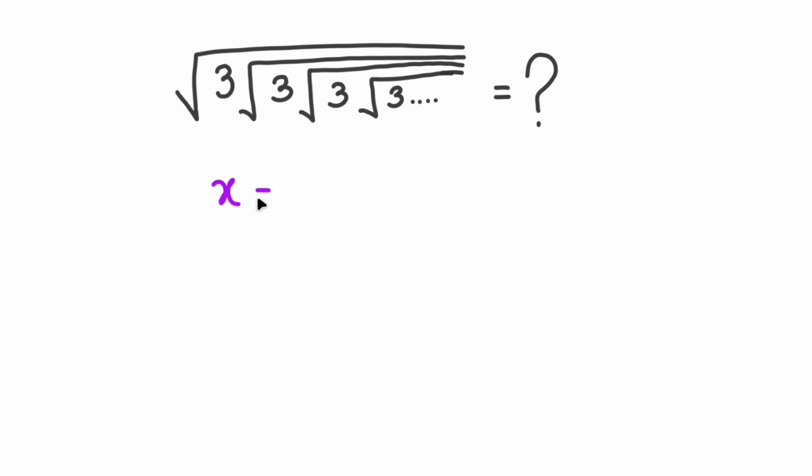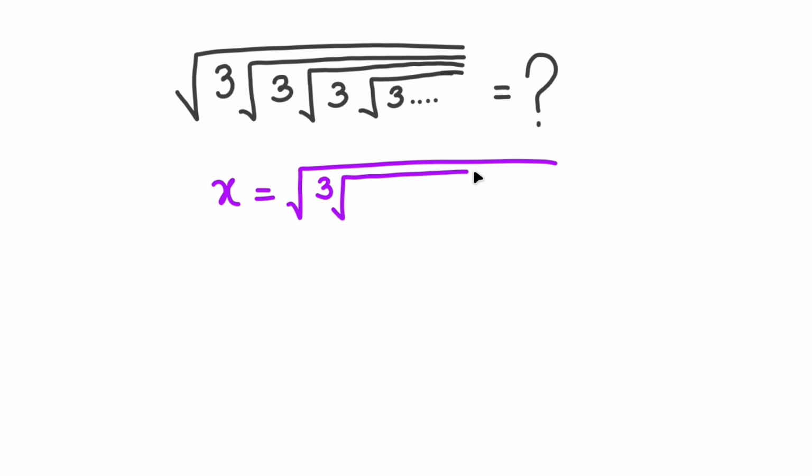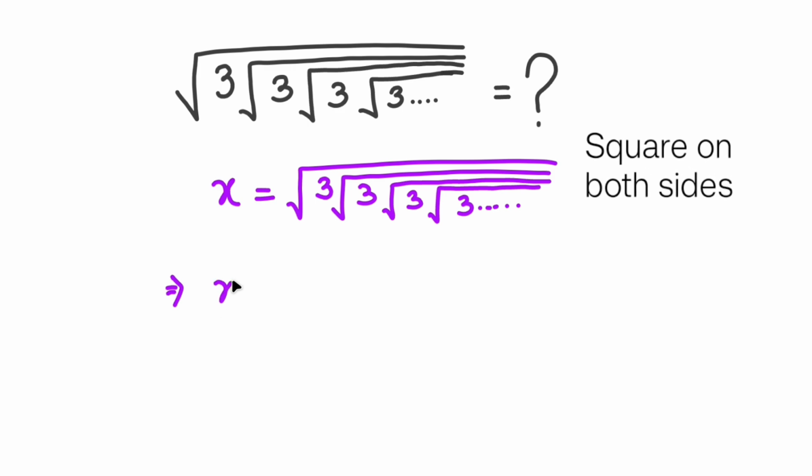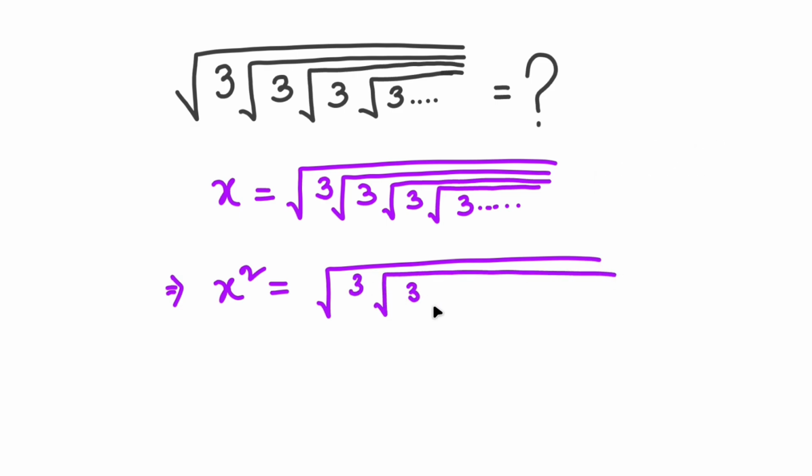The easiest way to solve an infinite repeating sequence like this is to set the whole thing equal to x. So consider x equals this whole thing. Now to make it more simple, let's square both sides of the equal symbol. So on the left side we will get x square, and on the right side it will be this whole thing square.